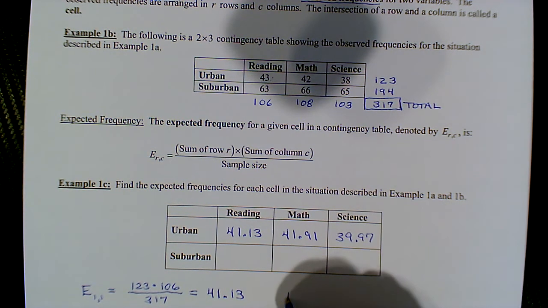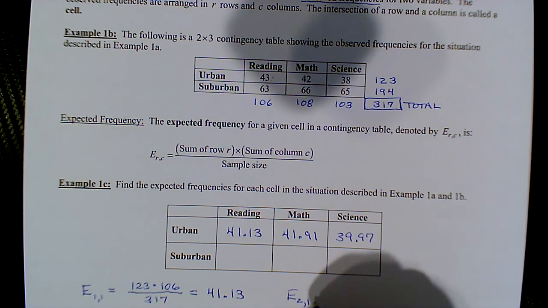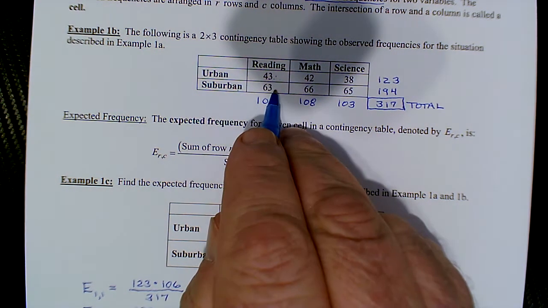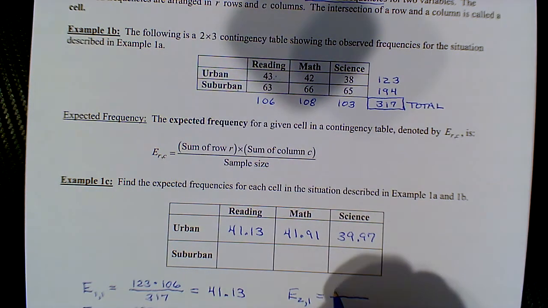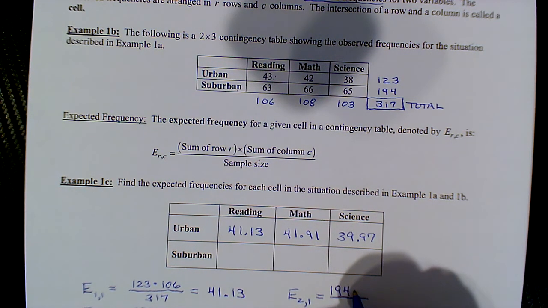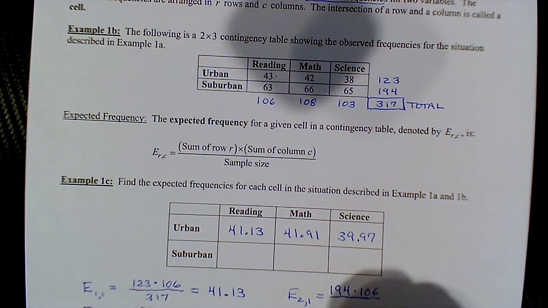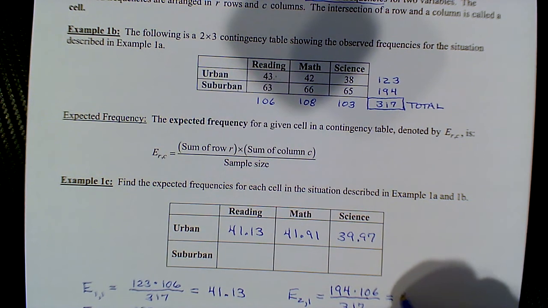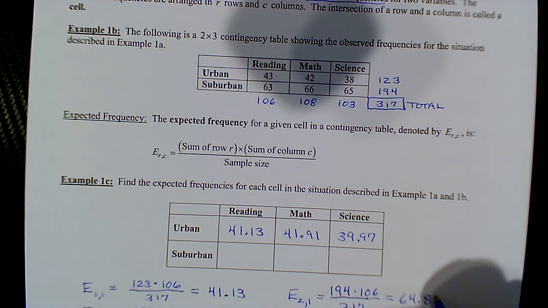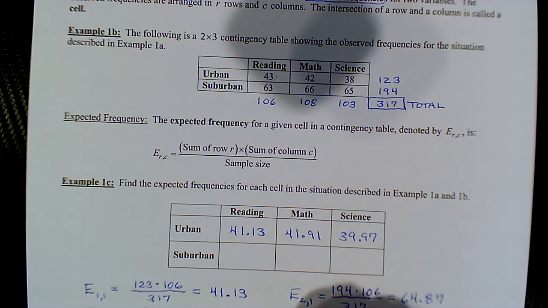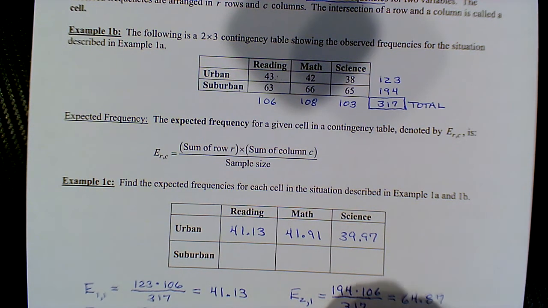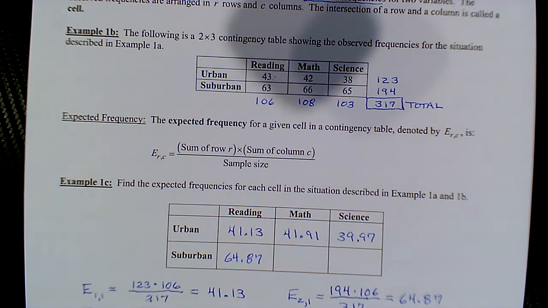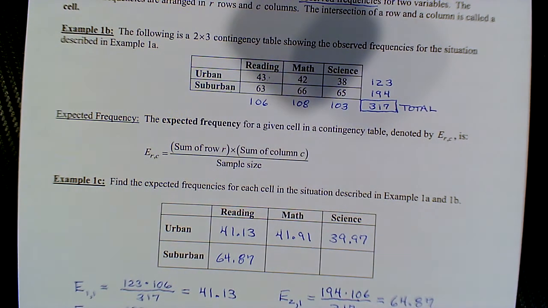Okay, so just to finish them all up, second row, first column would be the row sum. Now we're looking at the 63. The row sum is 194 times the column sum 106 over that total, and that crunches down to give 64.87. Okay, second row, second column. Let me fill that one in.